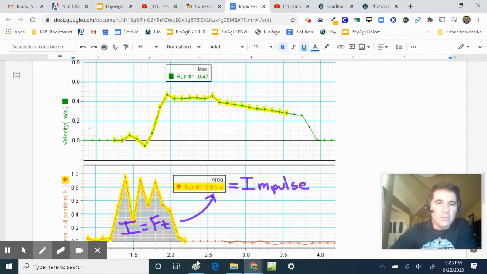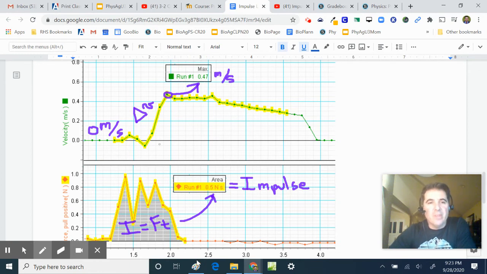Here, your velocity is 0 meters per second. Then you have a change in velocity, a delta V, and you end up going this fast right there. That is the maximum velocity, which is 0.47 meters per second. So impulse causes a change in momentum. This is the cause, which is impulse, and it causes delta P.